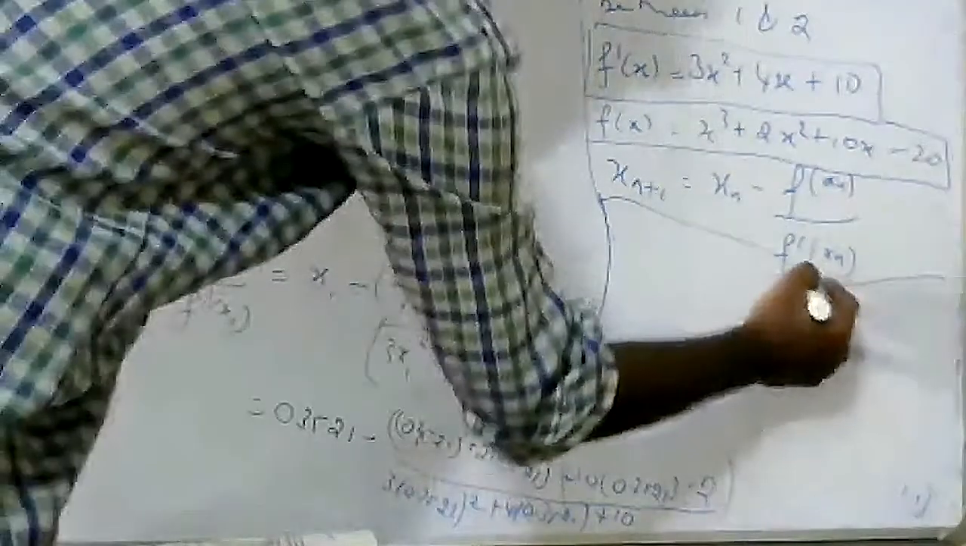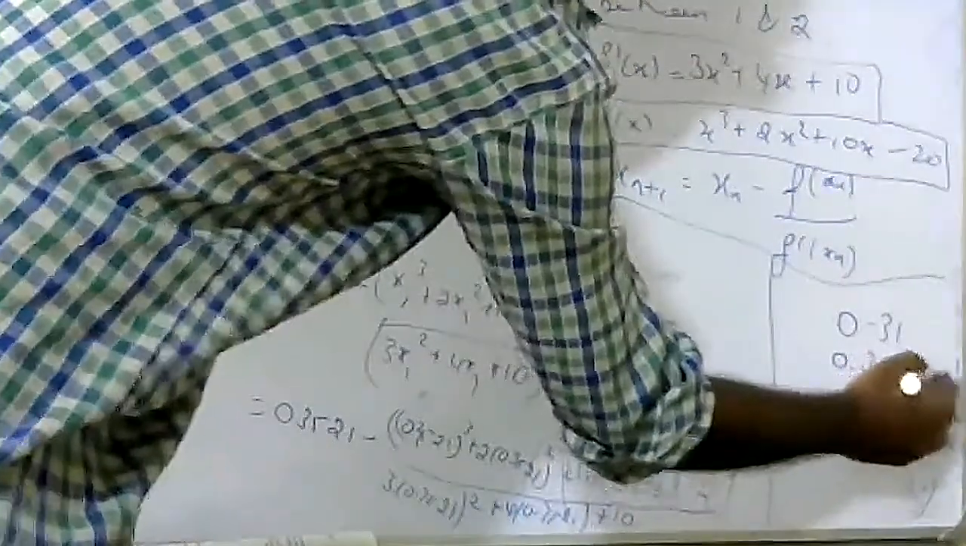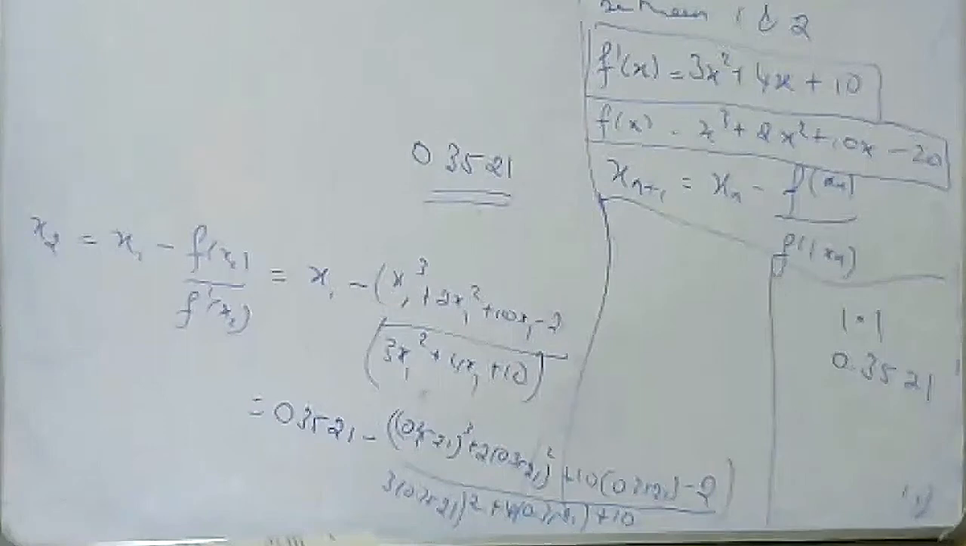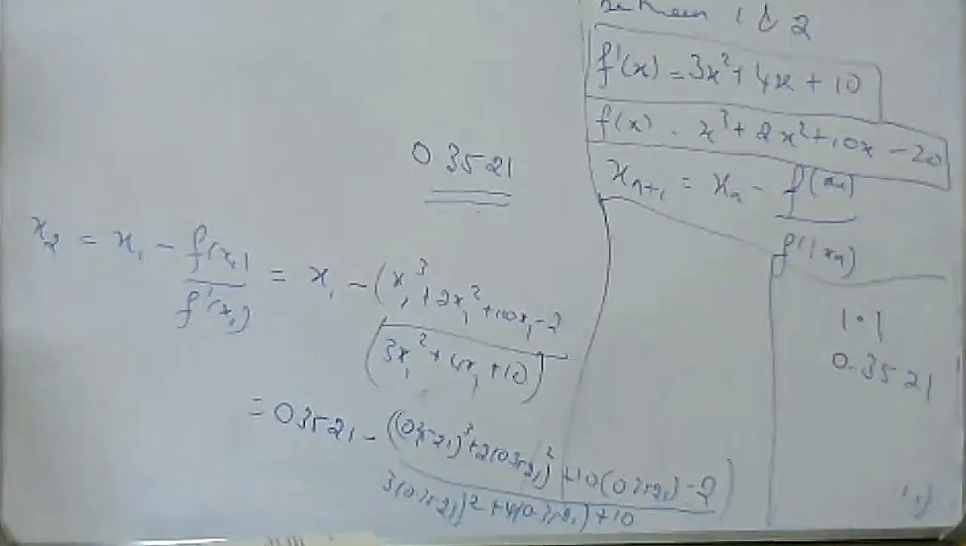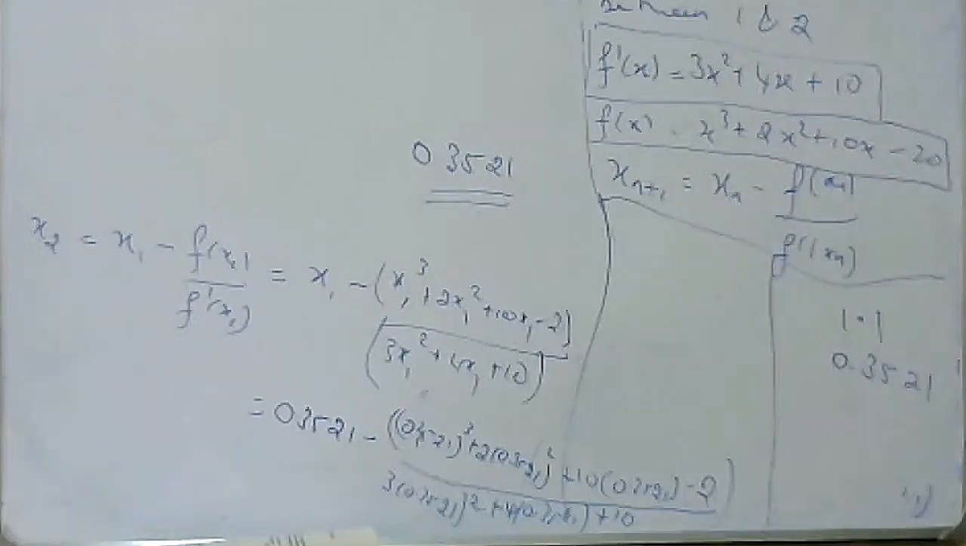So what's the first value? 0.3521. Okay, one clarification. What's the value of x naught I substituted? Is it 1.1? Please check it. Sir, you substituted 1.1, sir. 1.1. Okay, we substituted 1.1 and got 0.3521. Then fine. I think the value of x1 is wrong. Yes, that's my intuition also.